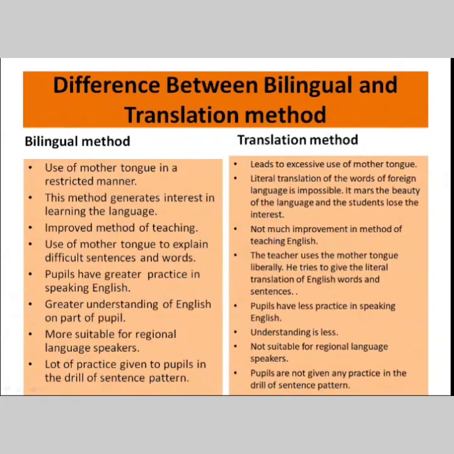Bilingual method is more suitable for regional language speakers, and translation method is not suitable for regional language speakers. And a lot of practice is given to the student in the drill of sentence pattern in the bilingual method. And in translation method, students are not given any practice in the drill of sentence pattern. This is another disadvantage of translation method.